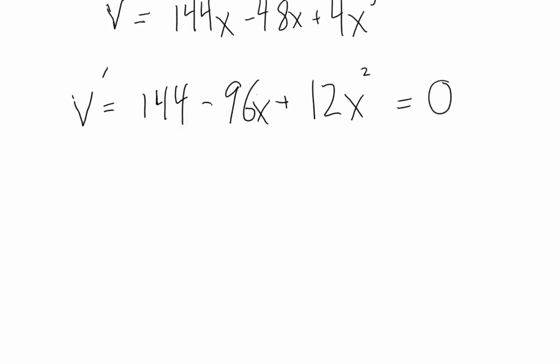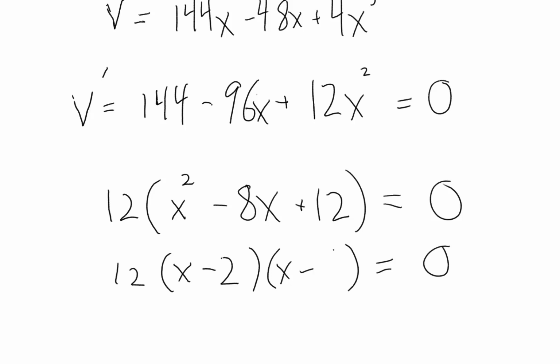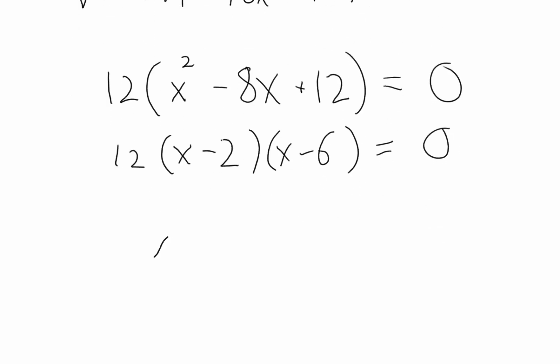The greatest common factor here is a 12, so let's factor that out. And I also rearrange the terms so the x squared is up front. It'll make factoring this, I think, a little easier to see. So we're finding 2 numbers that multiply together to positive 12 and add together to minus 8. And those answers are minus 2, minus 6. So the solutions for this problem, or the critical numbers, where the derivative is equal to 0, are 2 and 6. Let's remember what x is equal to.